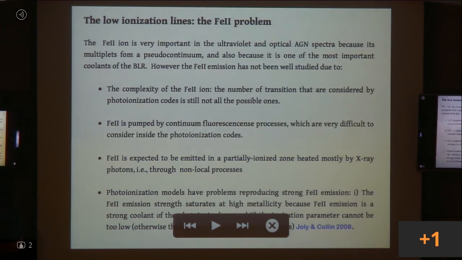As you've heard in previous talks, in many respects the emission of iron is very important, particularly in the optical and ultraviolet spectra of AGN. To us, it's very important, among other things, because it produces a sort of pseudo-continuum that has to be taken into account in order to perform accurate measurements of the broad lines. Now, one thing is to study narrow lines, and another very different thing, as you heard from Alenka's talk, is to study broad lines.